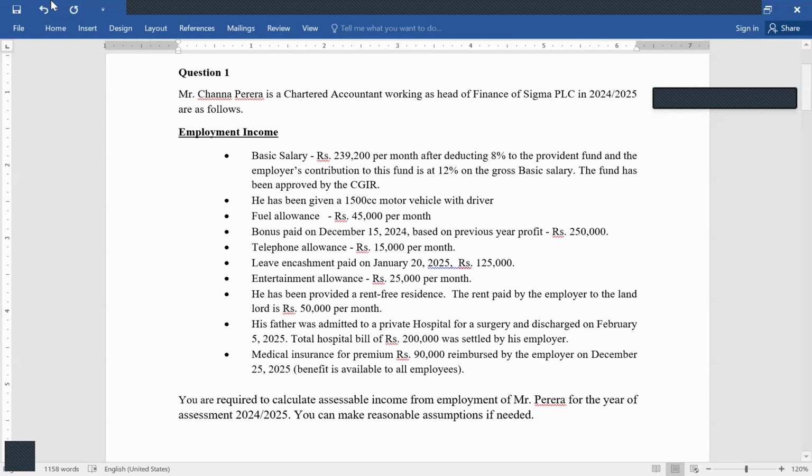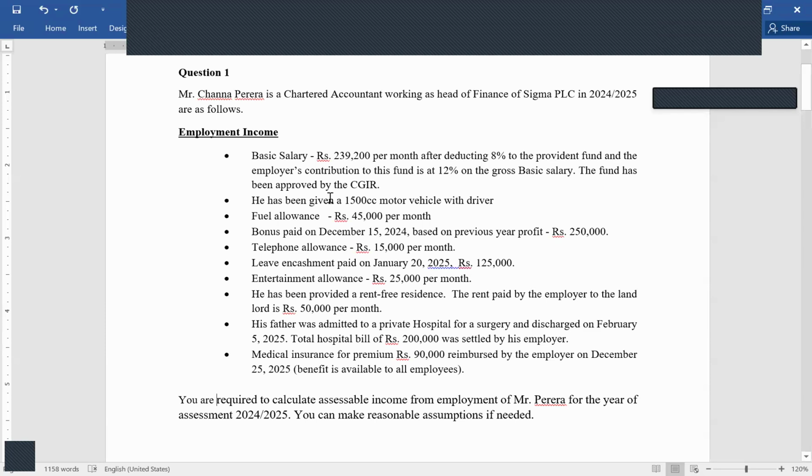Then you have been given the employer's contribution to this fund, that is at the rate of 12% on the gross basic salary. Now you know the gross basic salary. The gross basic salary is the amount you calculated using this first line. That means 3,120,000. So to that 3,120,000, 12% is the employer's contribution to the fund.